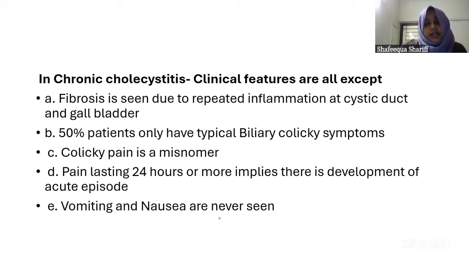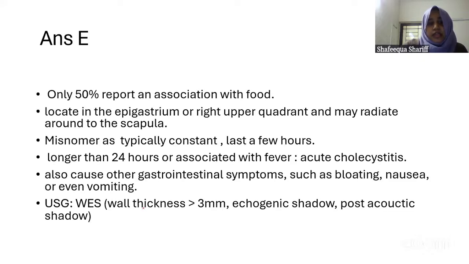Moving on to the next complication of gallstone, that is chronic cholecystitis. In chronic cholecystitis, regarding clinical features, fibrosis is seen due to repeated inflammation at the cystic duct and gallbladder. Only 50% of patients have typical biliary colicky symptoms. Colicky pain is a misnomer. Pain lasting 24 hours or more implies there is development of an acute episode. Vomiting and nausea are never seen. So the answer is usually E. Only 50% report pain, and mainly the pain is in the right upper quadrant or the epigastrium.